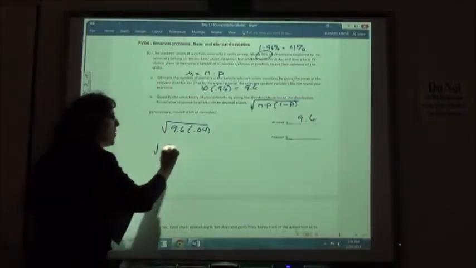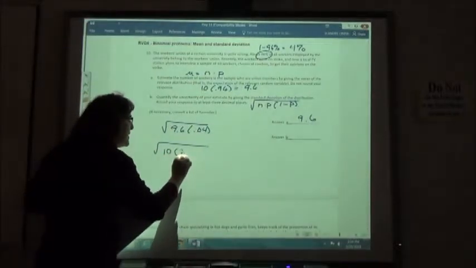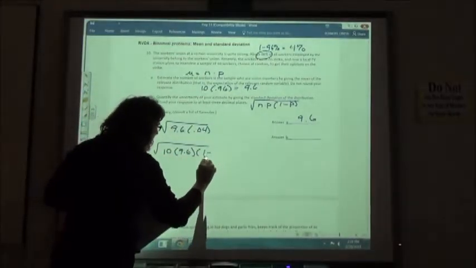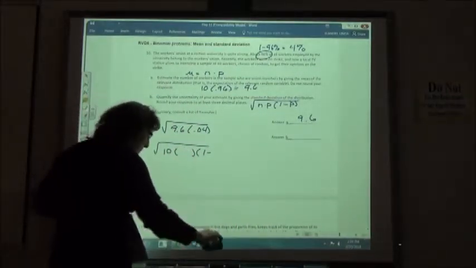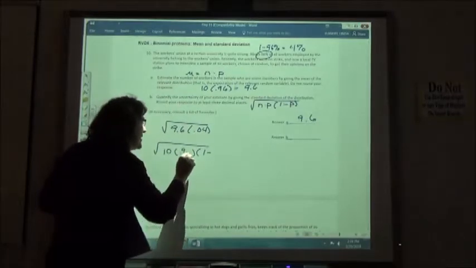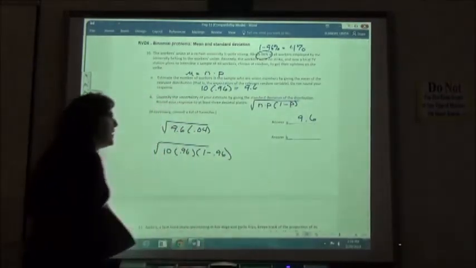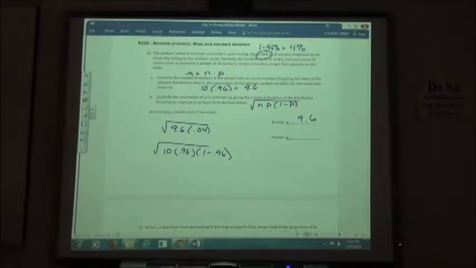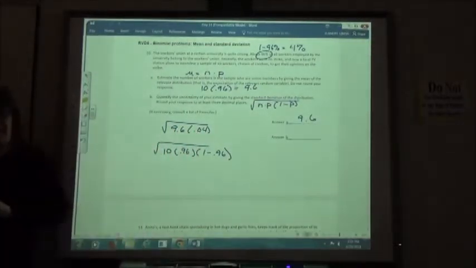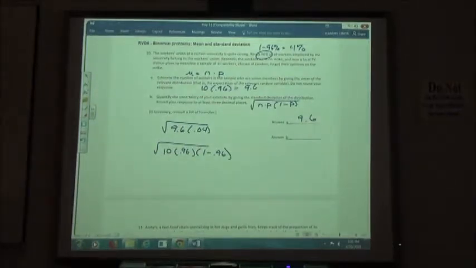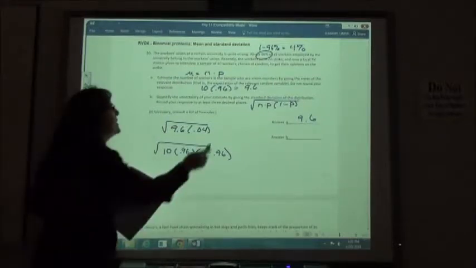You could write it out the long way if you wanted to. 10 times 0.96 times 1 minus 0.96. Probably in the book they're going to write it out like that, the long way. But we've already done this times this to get this, and here we're just subtracting. So I would take the 9.6 times the 0.04 and then do the square root of your answer. And you come up with what to 3 decimal places it says.